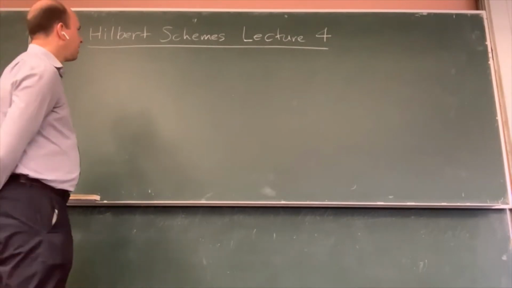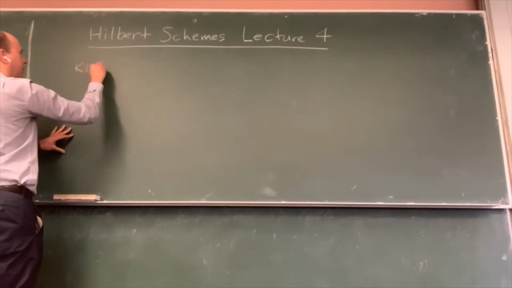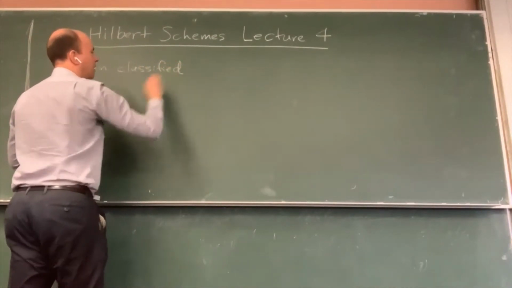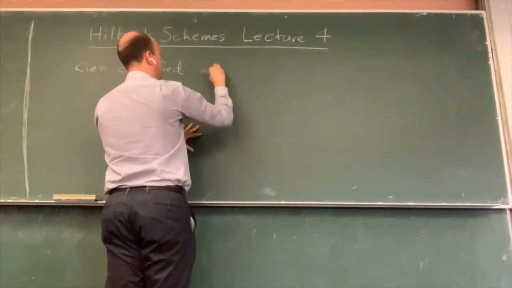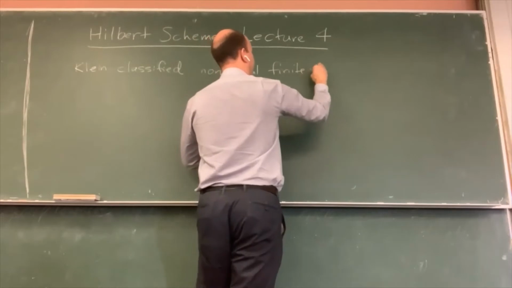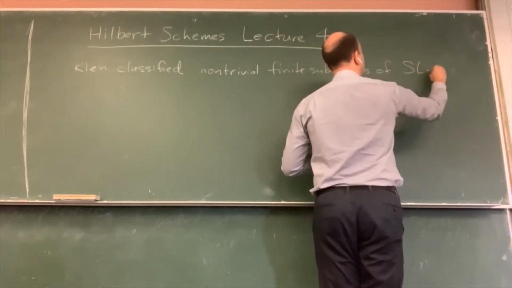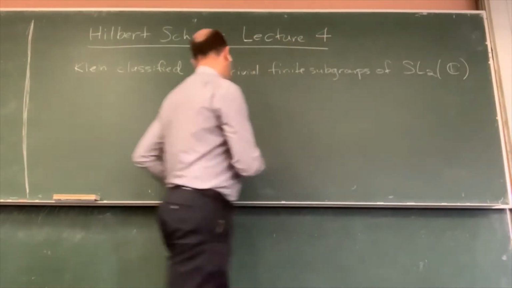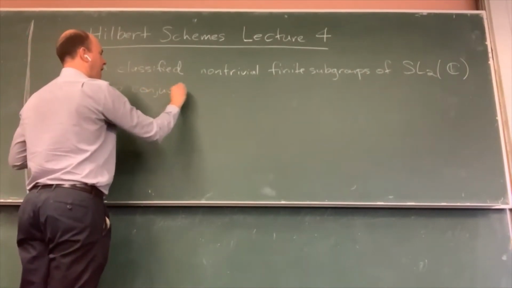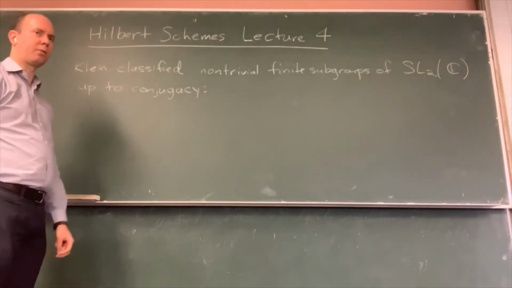So I want to start, in fact, in the 19th century with the classical results of Klein, who classified, I guess I'll say, non-trivial finite subgroups of SL2 up to conjugacy in the group SL2, and showed that there were two infinite families and three exceptions.